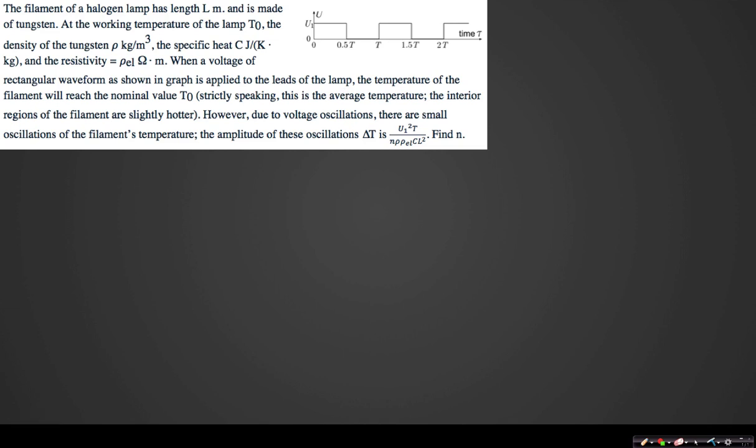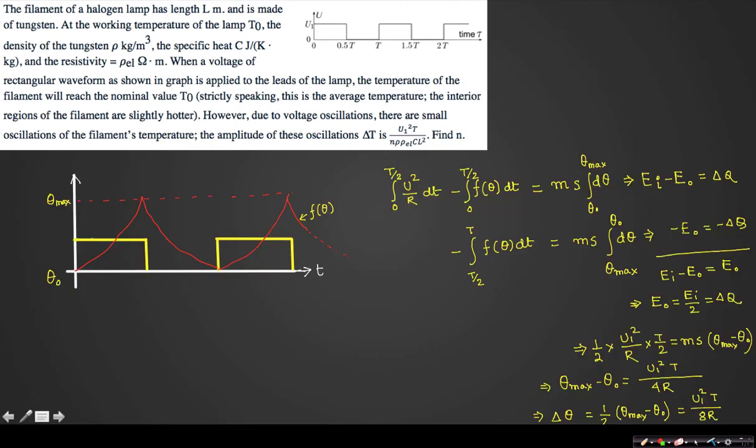I hope you have given a little time to solve this one. Now let us see the solution of this question. So a few things I have written here. Let me explain this.